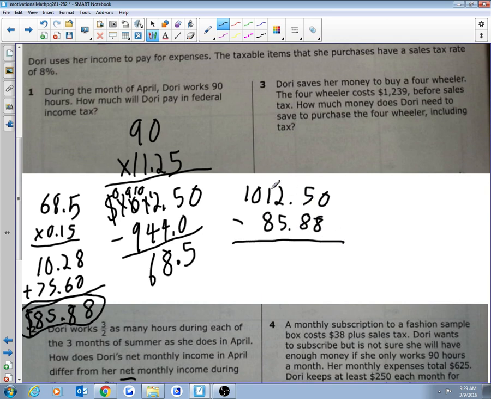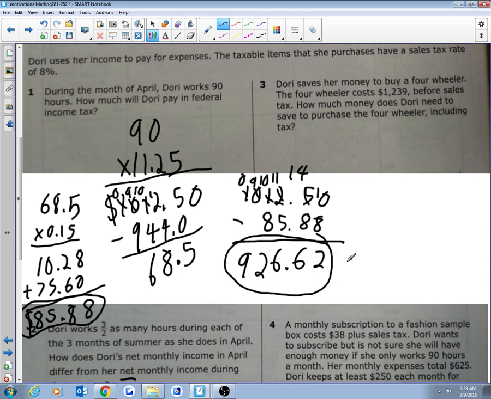And let's see, make this a 4, make this 10, 10 minus 8 is 2, make this a 1, 14 minus 8 is 6, let's make this a 0, this 11 minus 5 is 6, make this a 0, make this 10, then a 9, and make this 10, 10 minus 8 is 2, and 9 minus nothing is 9. So that's how much she made in April. That's the April net after taxes, after deductions.